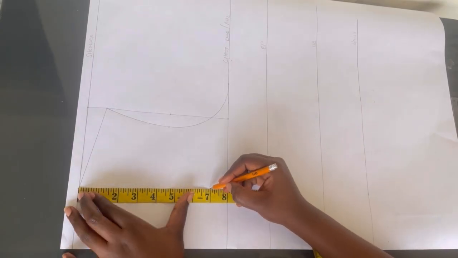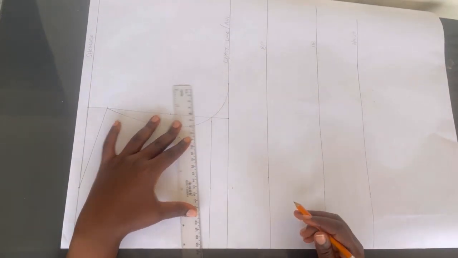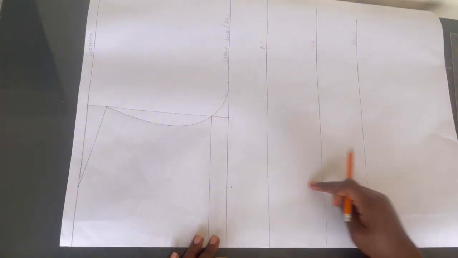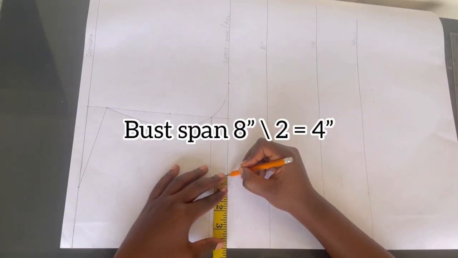Now the next thing I'm going to do is to mark my neck depth. So this is where my dress is going to start from. And from the shoulder line, I'm marking down 7 inches. If you want yours lower, you can go ahead and mark 8 or 9 inches. If you want yours higher, go ahead and mark above 7 inches.